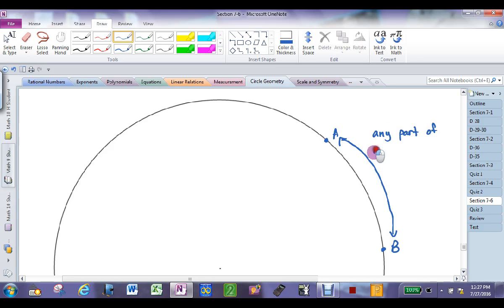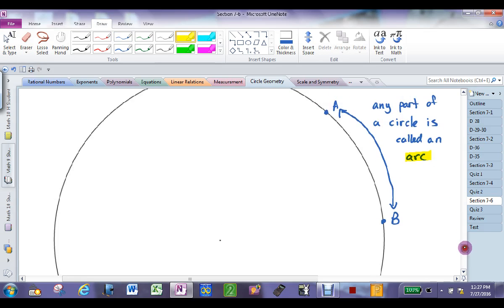Any part of a circle is called an arc. Now, once I put that arc in there, I have actually made 2 arcs, haven't I? I've made this part of the circle, that's one arc, and then the rest of the circle is another arc. This is what is called a minor arc, because it's the smaller arc. Everybody cool?